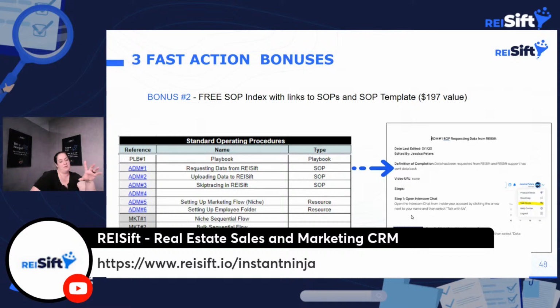Also, I put together this little SOP index example, and you can have access to it for free if you claim the bonus as part of the fast action. I'm going to go over this on Friday, kind of what it looks like, but it's an example. And the ones that are blue, I have made example SOPs of how to request data from REI Sift so that you could just make a copy and then edit it more specific for your business. Not all of them have an example, but it gives you an example of what the index could look like. And then you can add in the resources as you go.